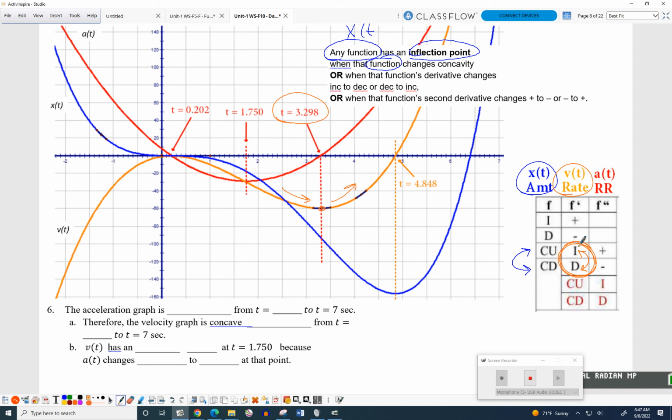Here's position. Position is concave down, still down, still down, still down, still down, concave down, concave down, concave down, stop. That's the exact moment when the position graph switches and becomes concave up. And because the position graph is concave up forevermore, you can be guaranteed that the velocity graph will increase forevermore. The whole point of this entire packet is getting you good at seeing how the two things correspond.